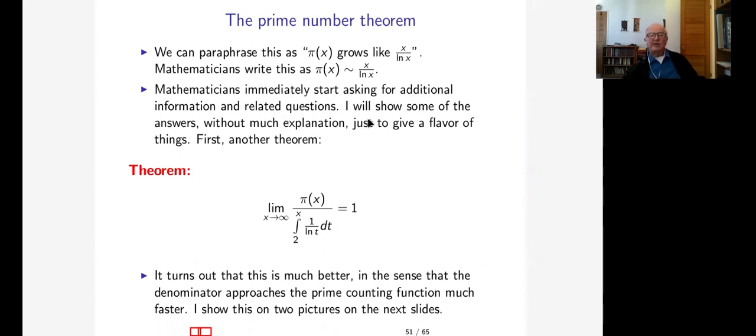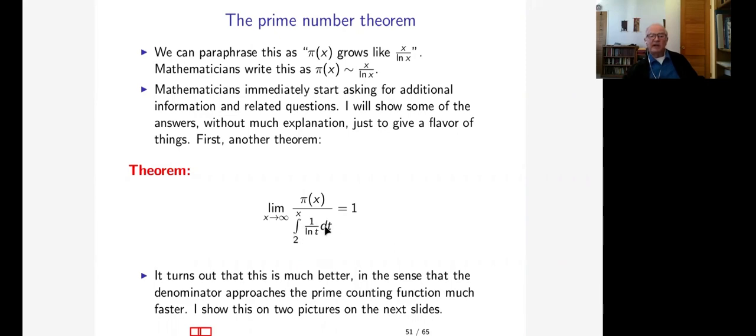But the moment we have such a theorem, we immediately have questions. Are there other theorems which give similar results or even better results? How fast is this growth to infinity? How big is the difference? And so here is one statement. The limit of pi of x over, here we don't take x over log x. Instead, we take the integral from 2 to x of 1 over log t dt.